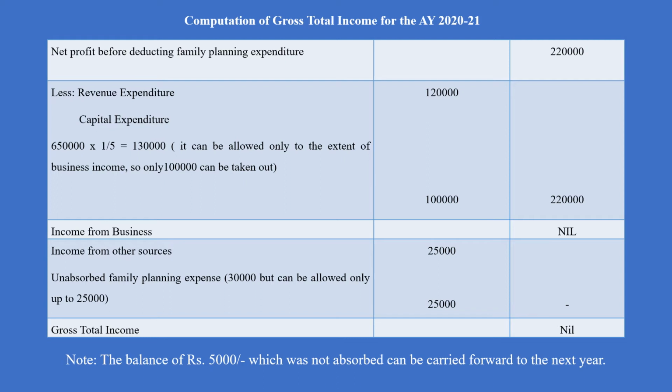So 25,000 unabsorbed family planning expense is minused here, and the gross total income of that person is shown as nil. But the remaining 5,000, there is still a capital expenditure of family planning, 5,000 left. That 5,000, which cannot be absorbed, can be taken to the next year. So in the next year, if there is any income from business or if there is any income from other sources, then in that year, the next following year, this 5,000 can be set off. So whatever can be set off this year is set off in this year's income. Whichever is not able to be set off can be taken to the next year. So that is how this sum has to be done.